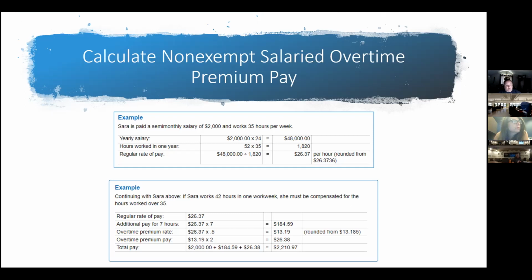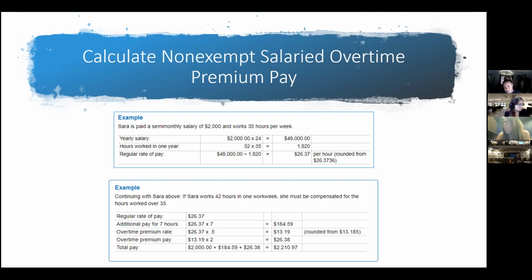So let's look at this. We've already figured out her regular rate of pay. It's $26.37 per hour. She worked 7 hours above and beyond her normally scheduled 35 hours a week. So she gets 7 extra hours at her regular rate of pay. Now, 2 of those hours happen to be over 40 in a work week. So she gets 2 hours of overtime premium. So her overtime premium rate is going to be her normal regular rate, which we already figured out at $26.37 per hour, multiplied by 0.5. That gives us $13.19. That's her overtime premium rate. 2 hours of overtime premium gives us $26.38 in overtime premium.